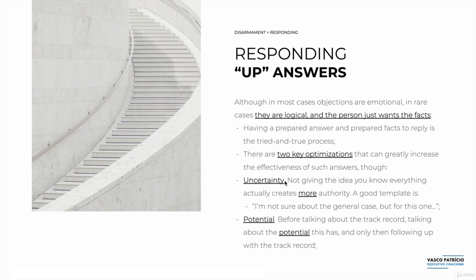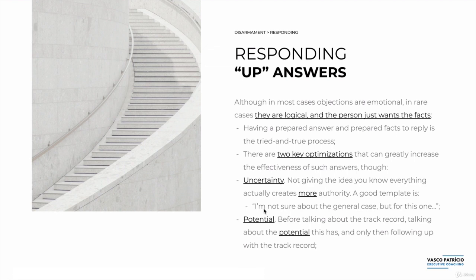The first one is uncertainty. What you do is you reduce your certainty from 100% to 99%. This is because when you're overconfident, you sound plastic, artificial, and you're not doing yourself any favors. But when you take a step back and say something like, I don't know the general case, but I'm sure for this specific instance, you humble yourself and reinforce an objective, trusted, third-party frame, which increases your persuasive power for the facts provided. The second principle is potential.